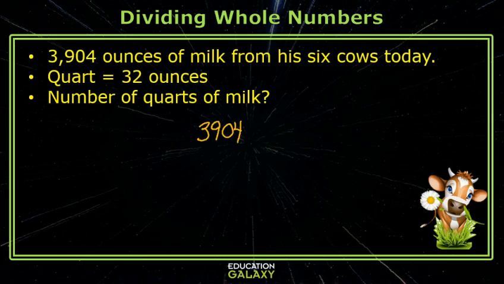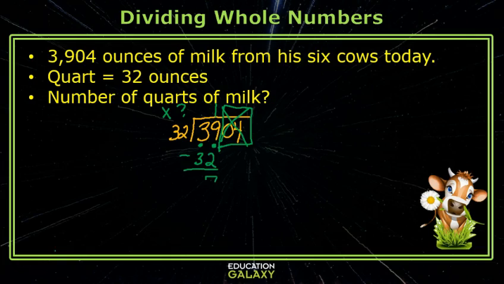3,904 divided by 32. Let's use the standard algorithm for this problem. So you need to look at the first two digits only and think of it as the number 39. Ask yourself, how many times will 32 go into 39? Just once. Then multiply. 1 times 32 is 32.